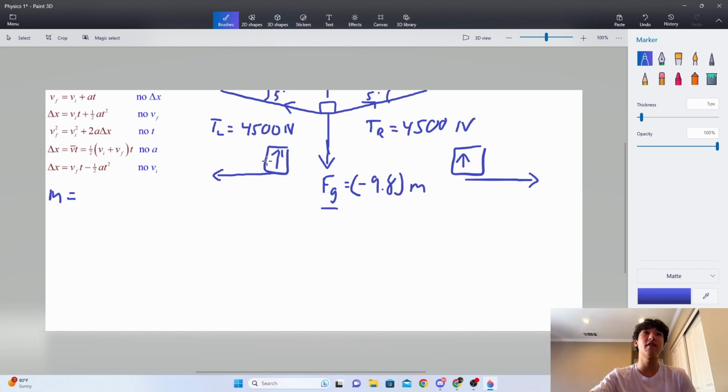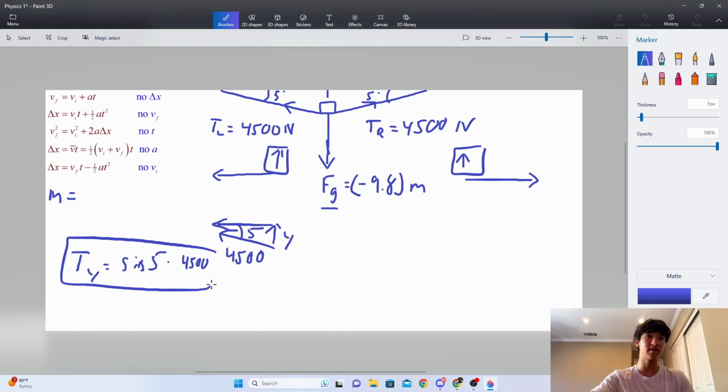Essentially this is the shape, and this 4,500 is the hypotenuse, and the 5 degrees is right here. So we need to find this right here, the tension of the y. Tension of y is the opposite, so it's sine of 5. Sine of 5 is equal to opposite over hypotenuse. So we just multiply the 4,500 on both sides. So the tension upward is equal to sine of 5 times 4,500.